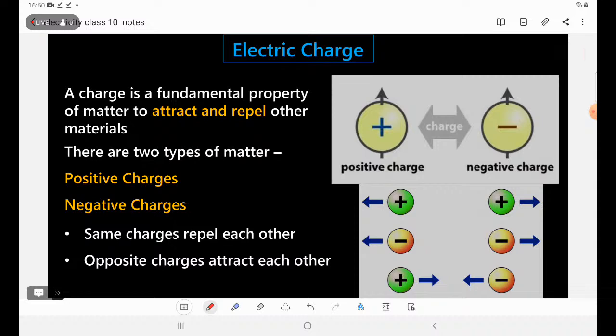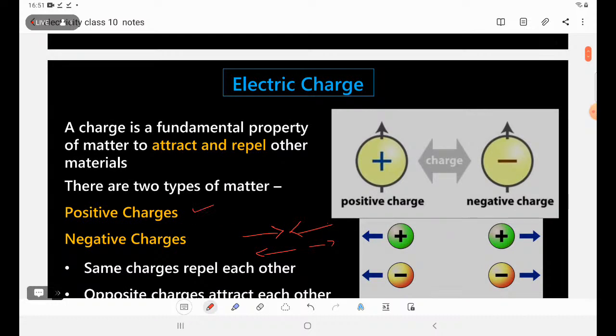So we have learned about this. This is basically the property of a matter which says whether the thing will attract or repel. Attract means to move towards each other, repel means to move towards the other side. These are of two types, positive and negative.